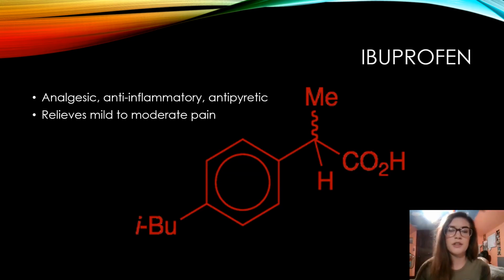So next we have another drug here, ibuprofen. Ibuprofen, an extremely common pain reliever, sold under the names Advil and Motrin. It's analgesic, a pain reliever, anti-inflammatory, and antipyretic, so also a fever reducer. It's the safest of the NSAID drugs.